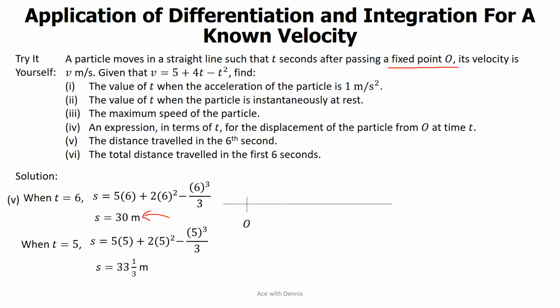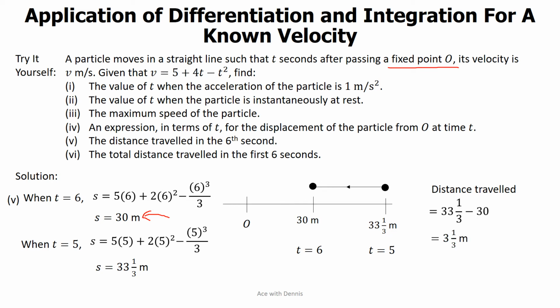To illustrate, here is how it looks. This is the fixed position O. At the time equals 5 seconds, the displacement is 33 and 1/3 meters, and the particle is at this point. It moves in this direction, and when the time is 6 seconds, the displacement is 30 meters, and the particle is at this position. Therefore, the distance traveled in the 6th second equals 33 and 1/3 minus 30, which gives us 3 and 1/3 meters.